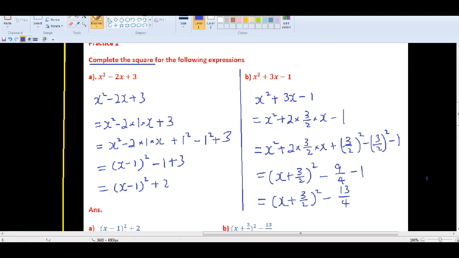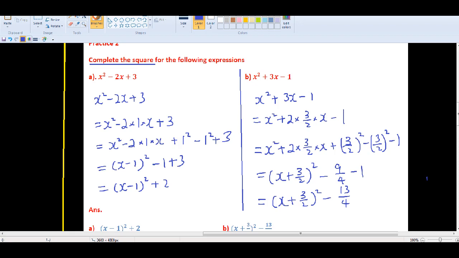Okay, so here are the answers. For A, just make sure that you know that 2x should be rewritten as 2 times 1 times x. And then you just add 1 squared and take away 1 squared, plus 3. So that plus 3 is always like an outsider doing nothing. It does nothing until the last step.